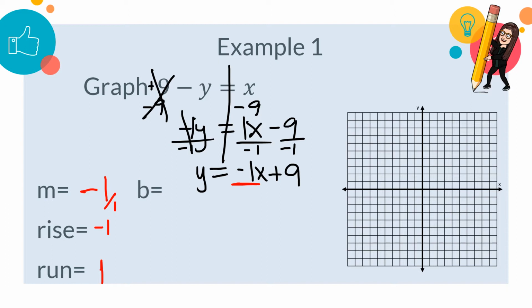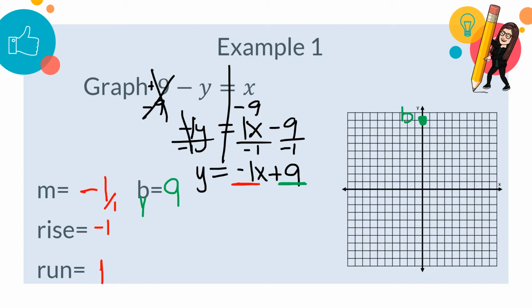Alrighty, let's take a look at the b value. I always like to say b is the beginning. It's the number by itself. So I'm going to begin at positive 9 on the y-axis. It has to be on the y. Okay? Now, make that dot really big or label it b.